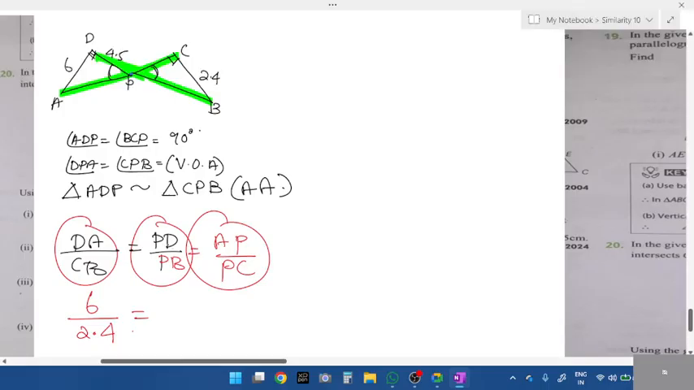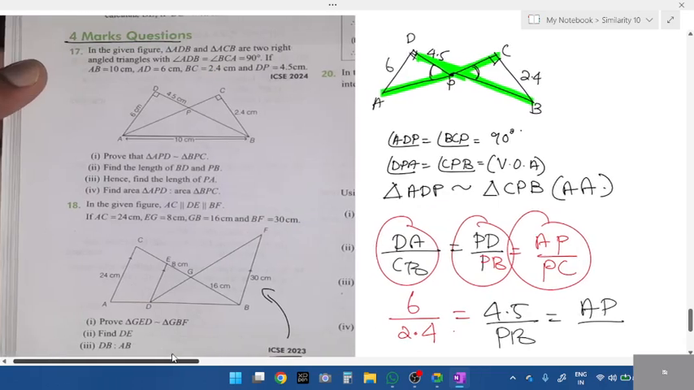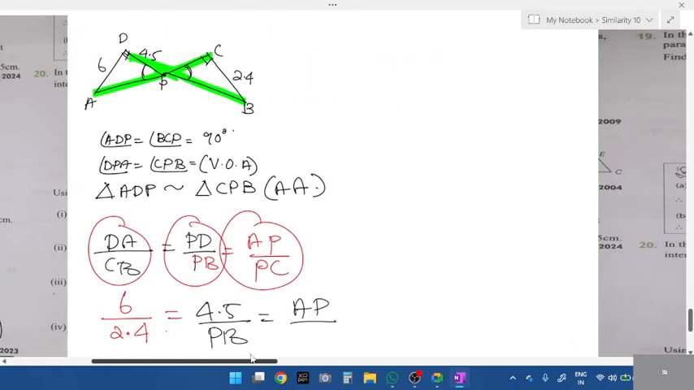Is PD given? All of you will respond. PD is given, 4.5. What about PB? Not given. What about AP? Not given. What is PC, students? PC also is not given, right? My question was, out of these three, in which one is the total value given? In which one? DA and CB, right? Is it clear?